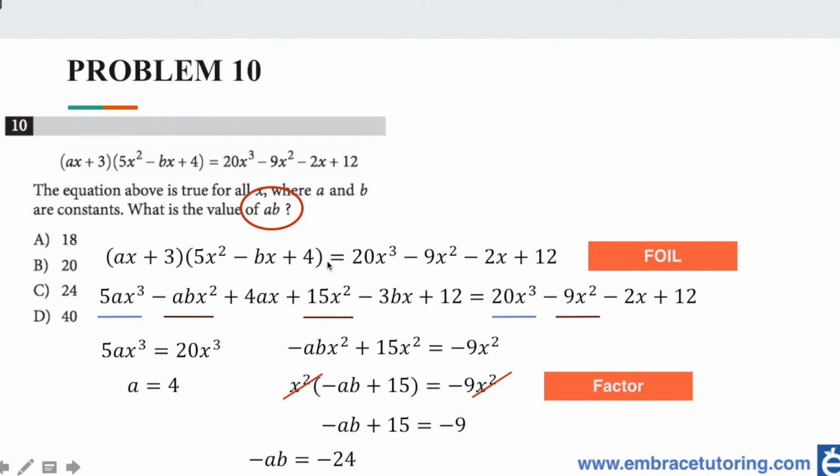So yes, even though I did end up solving for a in the beginning, because of the way that the question is set up, I technically didn't even need to do this section here, right? Because given the fact that these are connected, I'm just going to divide both sides by negative 1, and then I'm going to get ab equals 24. So ab equals 24 is going to be my answer, which makes C my best answer.